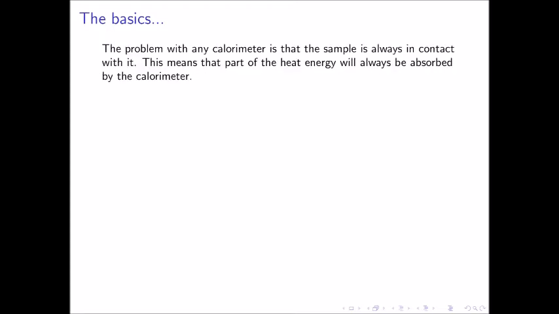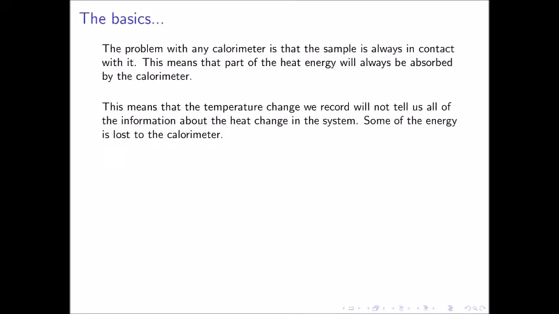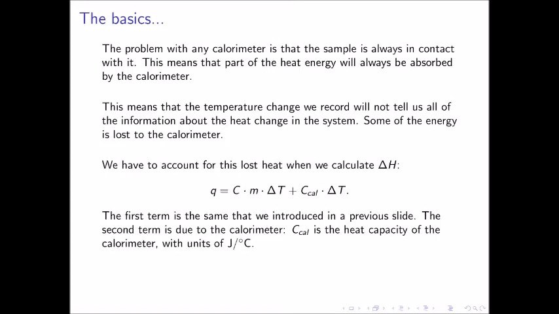All calorimeters suffer from the same problem, and that is that the sample is always in contact with it. This means that part of the heat energy will always be absorbed by the calorimeter. As a consequence, the temperature change that we record will not tell us all of the information about the heat change in the system. This is because some of the energy is lost to the calorimeter. We have to account for this lost heat when we calculate our delta H value. Our heat flow now has two terms with it.